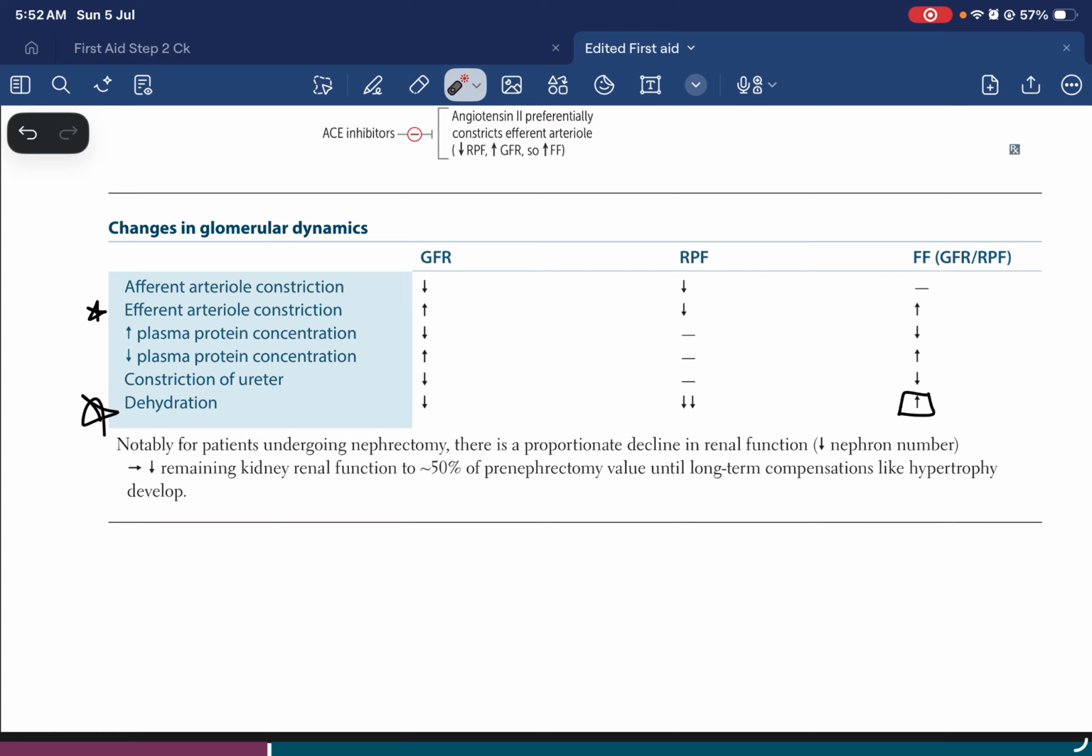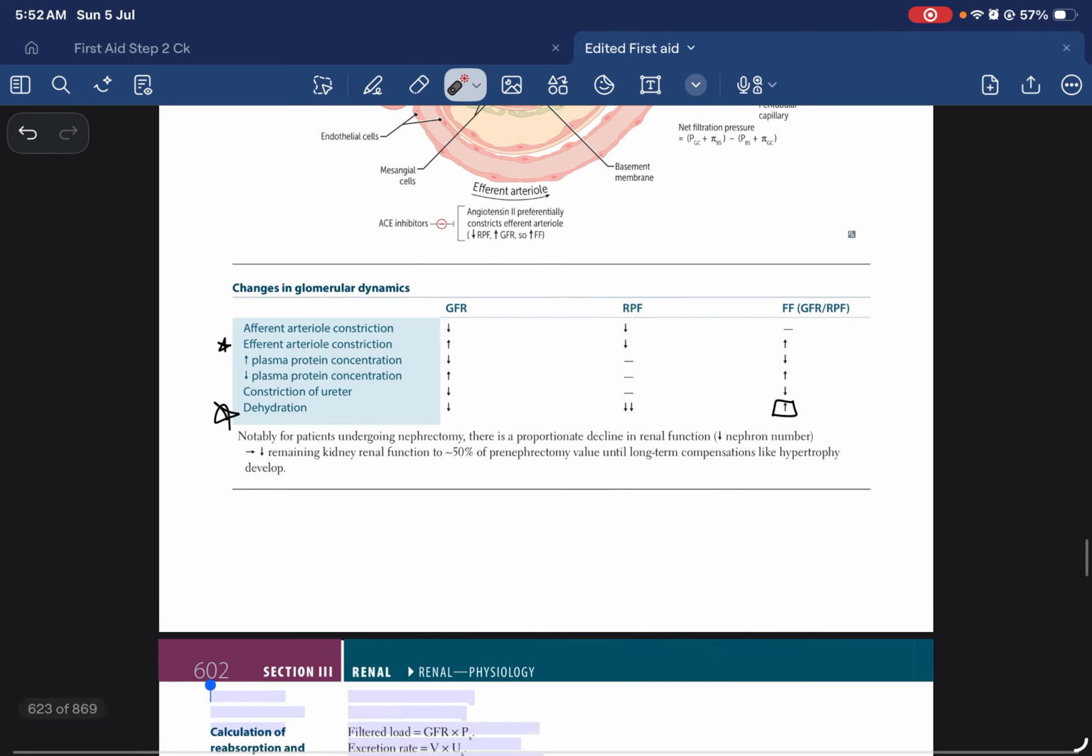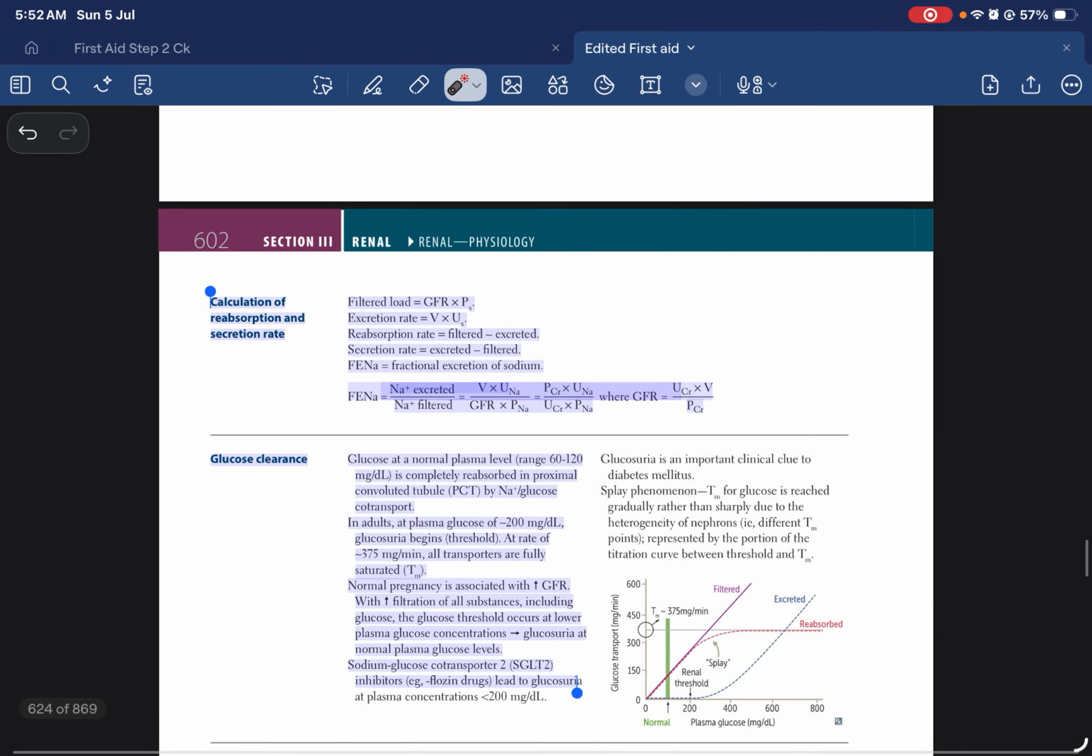Now there's also this important concept, nephrectomy. Nephrectomy is when a portion of the kidney is removed. That means the number of nephrons decreases. So in the remaining kidney, there's a decrease in renal function up to 50% of the pre-nephrectomy value until long-term compensation like hypertrophy develops. Hypertrophy doesn't develop in the same time period; it develops over time. Okay, that's done.